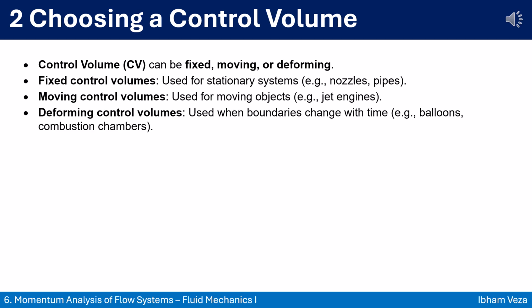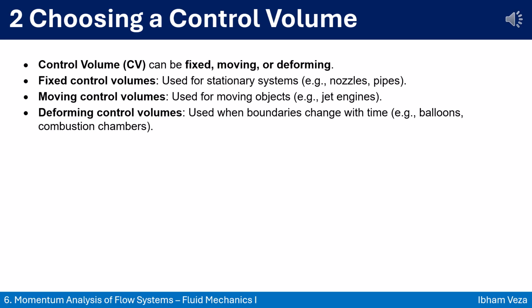2. Choosing a control volume. Before applying momentum principles, we need to choose the right control volume, and this choice shapes how we analyze the flow. A control volume can be fixed, moving, or even deforming, and each type fits different kinds of problems. Fixed control volumes are best for stationary systems like nozzles or pipe bends, where the boundaries don't move with the flow. Moving control volumes come in when the system itself moves, like a jet engine in flight.